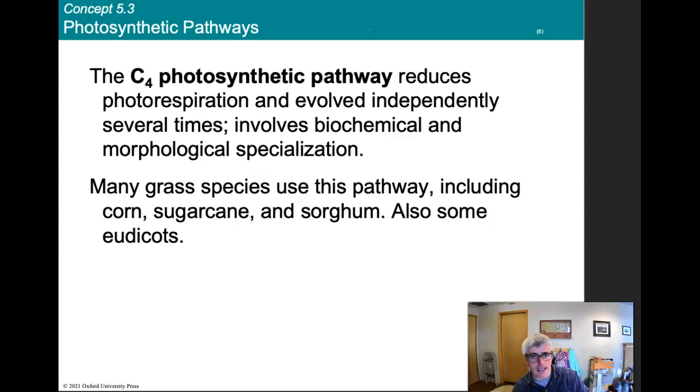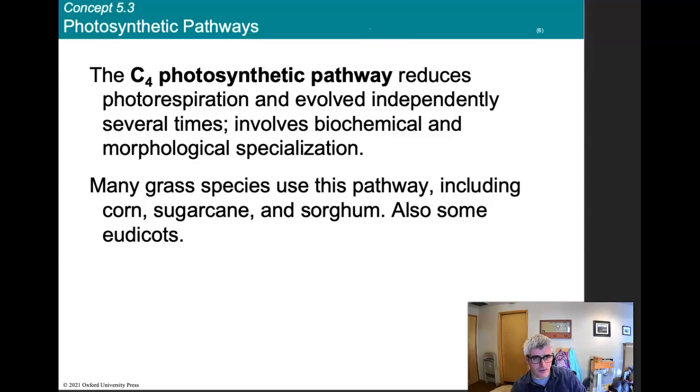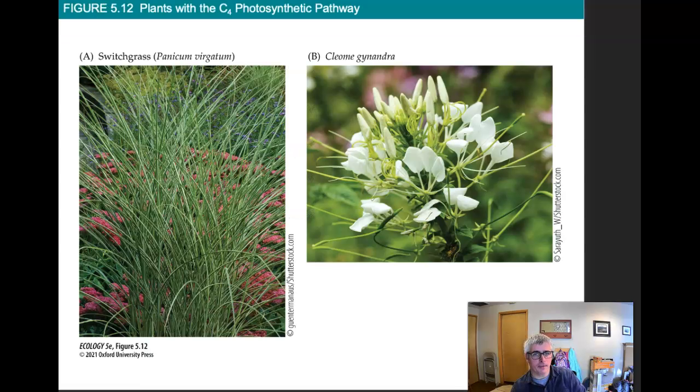C3, C4, and CAM. So C4 is a photosynthetic pathway that reduces photorespiration and evolved independently several times. It involves biochemical and morphological specialization. Many grasses use this: corn, sugarcane, sorghum, and also some eudicots. So C4 is generally a lot of our grasses. Again, corn's a big C4 plant.